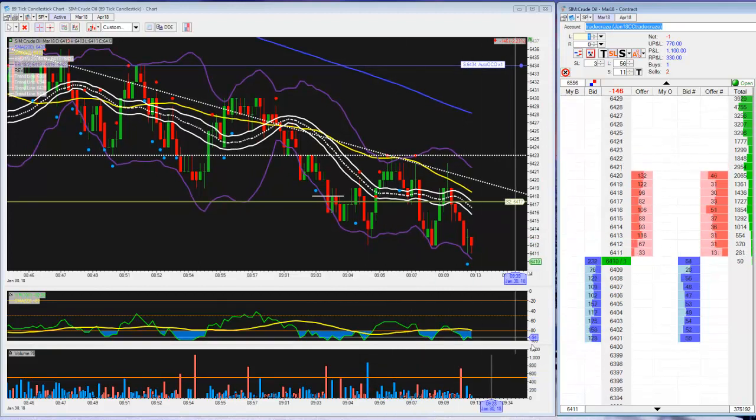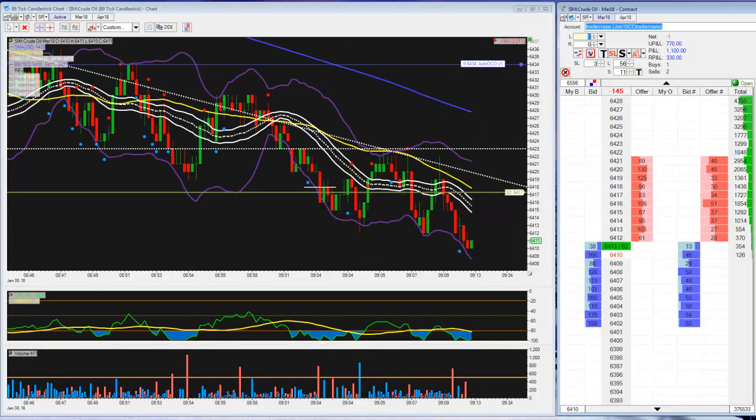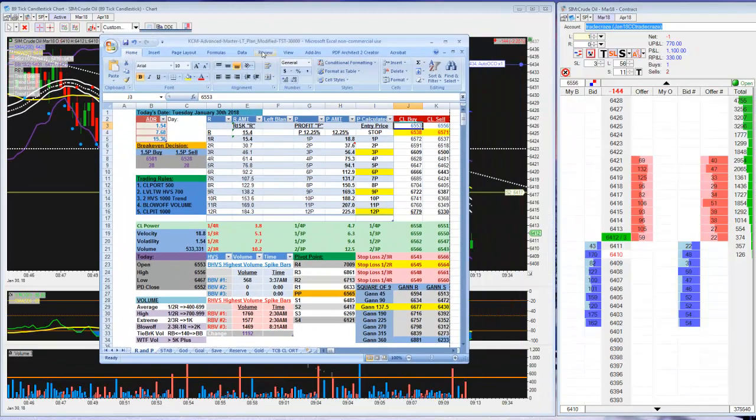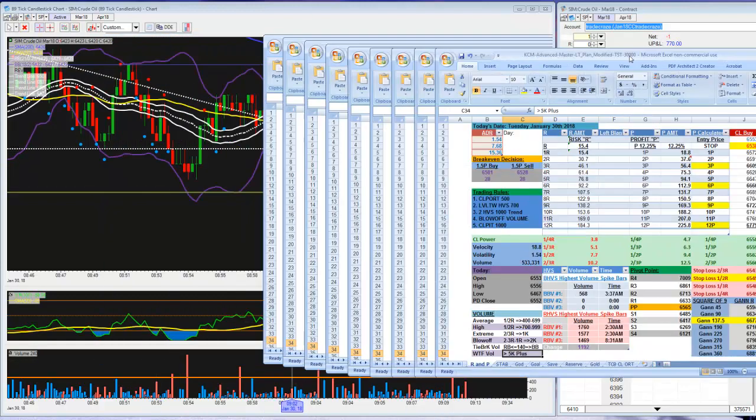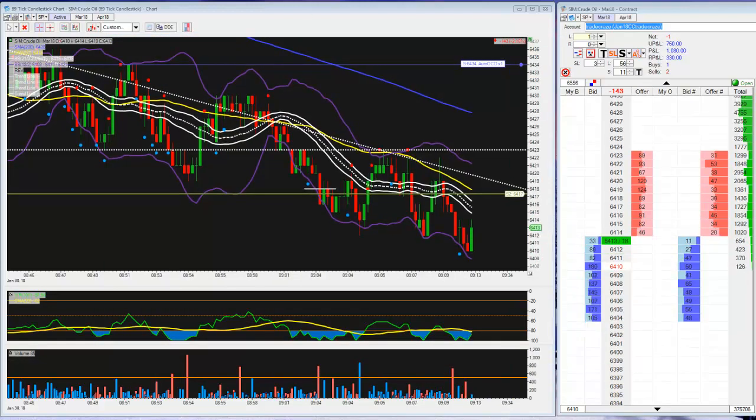Still looking for that WTF bar, right? What am I calling WTF? That's a volume bar that's over 5,000, 5K plus. That's what I'm looking for on the red side. Basically what I'm looking for is some stop running.